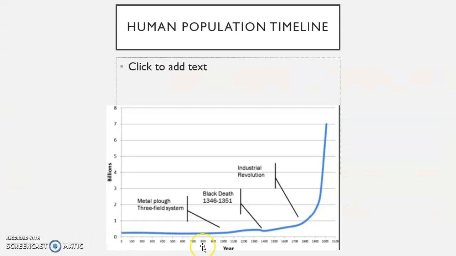Now again, here's a map, or graph I should say, of how population changed, really not until the Industrial Revolution. That's where you see that rapid increase. The Industrial Revolution brought jobs, food, medicines, life expectancy increased. That all contributed to population growth.